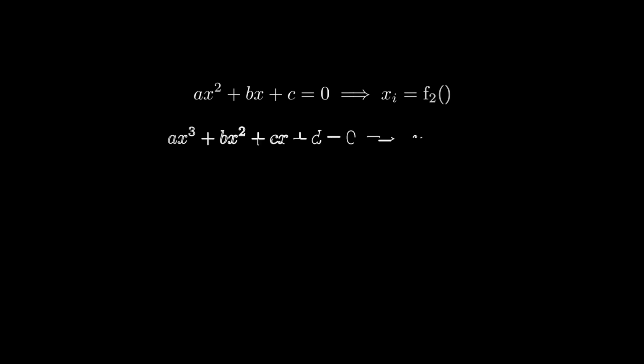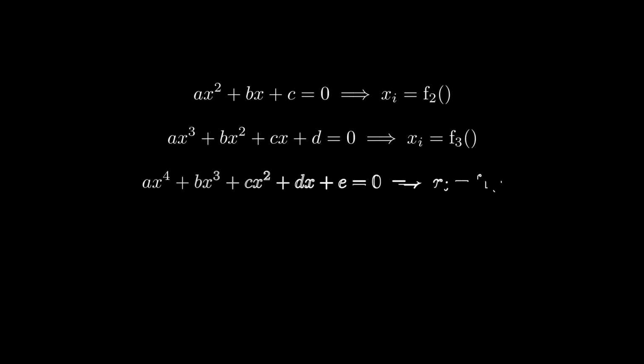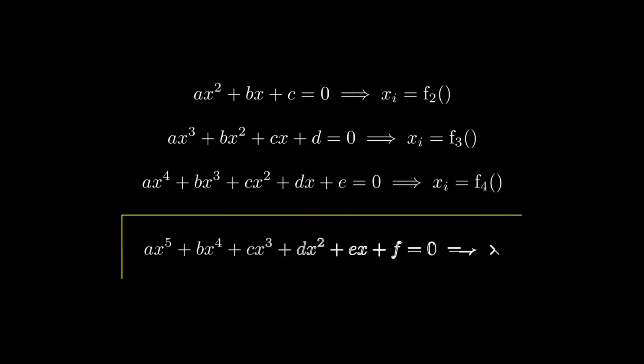They're much messier, but they do exist. But surprisingly, there's no formula for the general quintic polynomial. Wait, what? Every quintic polynomial has exactly 5 roots. So why can't we just write them down using a neat formula?